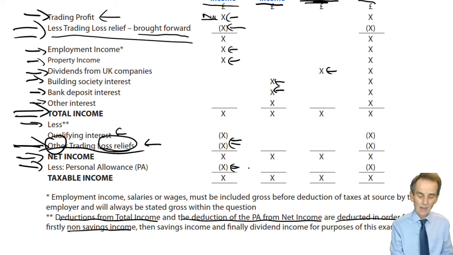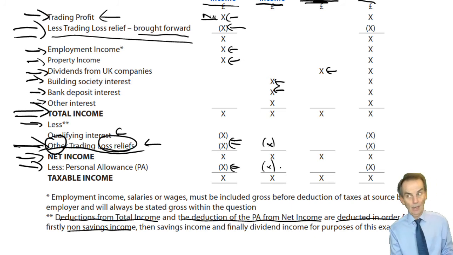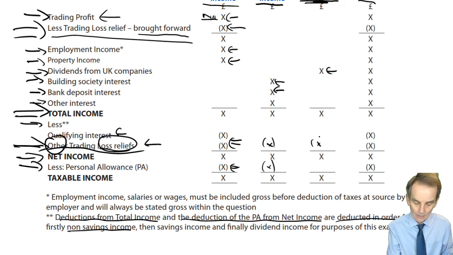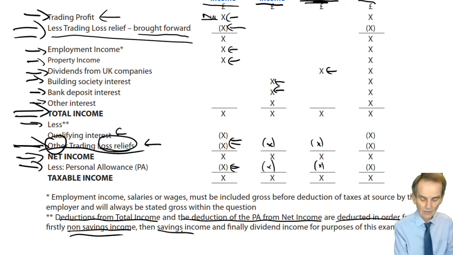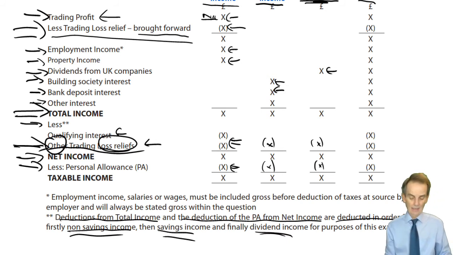But then if either the loss reliefs or the personal allowance was bigger than the figure of non-savings income from which it is deducted, we then would go across to our savings income, and unlikely though it is, if the remaining loss reliefs or personal allowance were bigger than the savings income, finally you would come to dividend income and deduct it there. So that's our order of set-off. Non-savings, followed by savings, and dividend income. I say that for purposes of this exam.